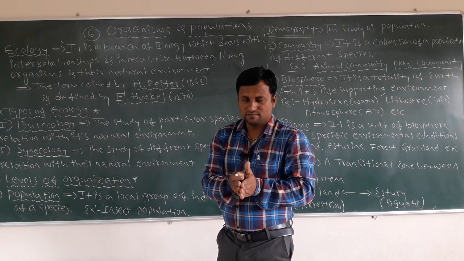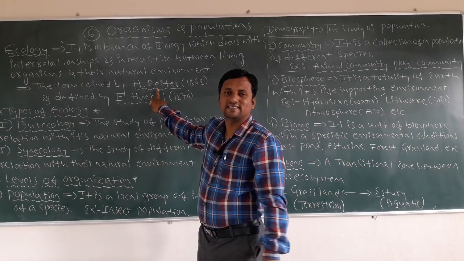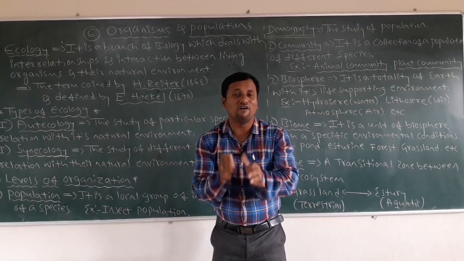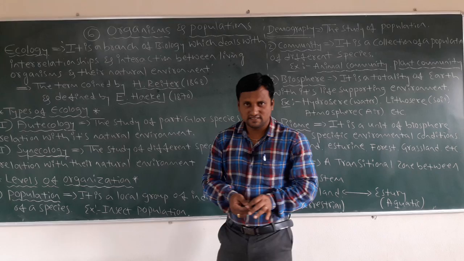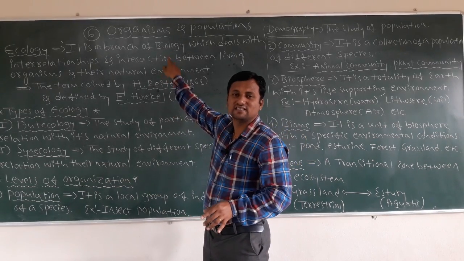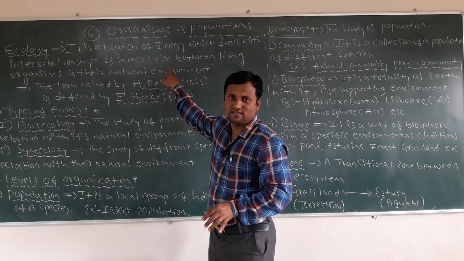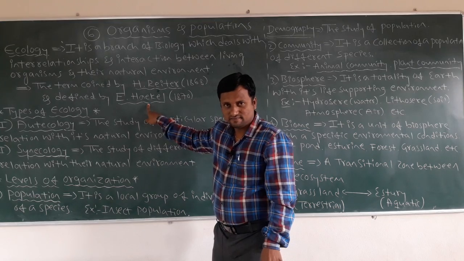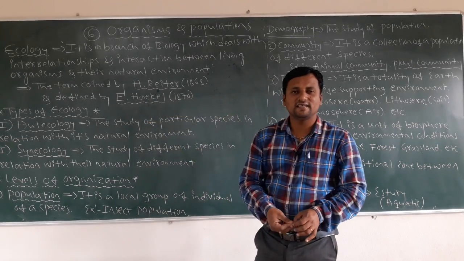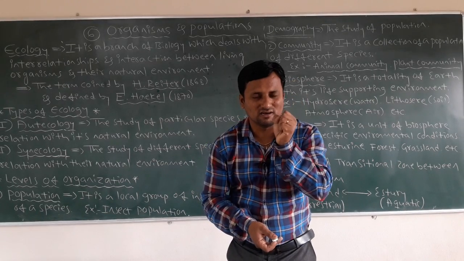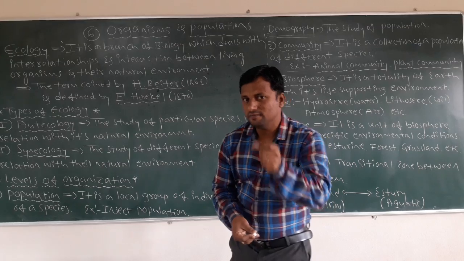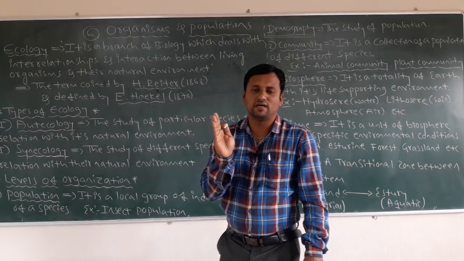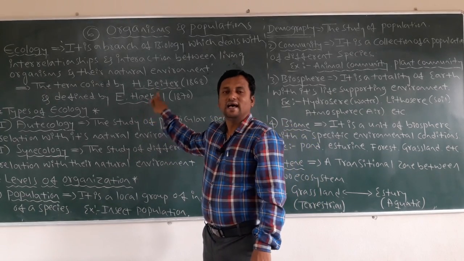This term was coined by the scientist H. Reiter. H. Reiter suggested the term ecology. Remember students, H. Reiter. And this definition, what is this definition? The definition of ecology was given by another scientist, E. Haeckel. E. Haeckel in the year 1870 defined the term ecology. Who coined the term? It was coined by the scientist H. Reiter. And the definition was given by the scientist E. Haeckel. According to E.